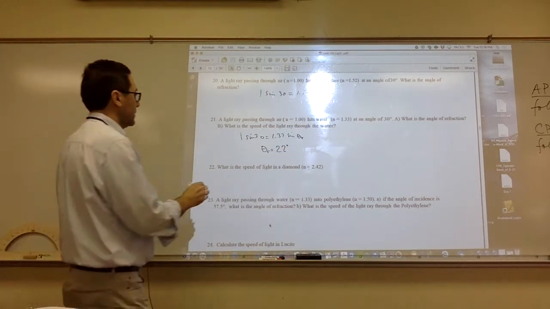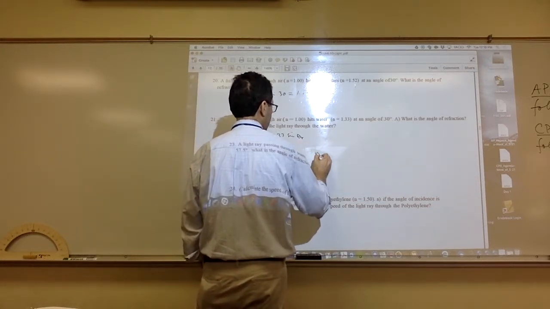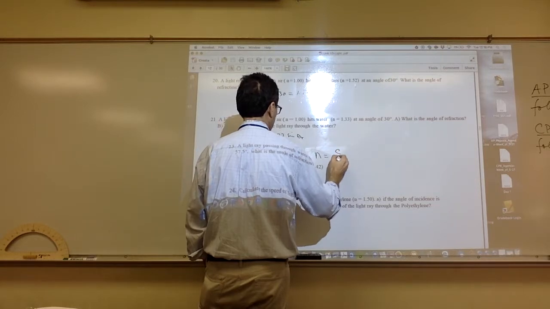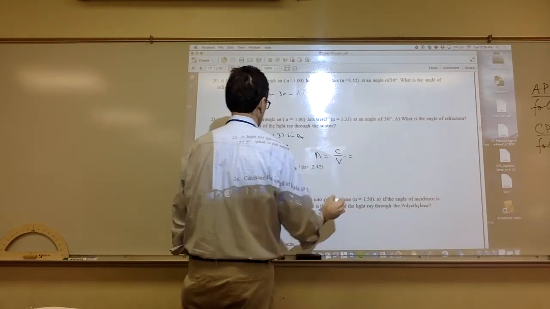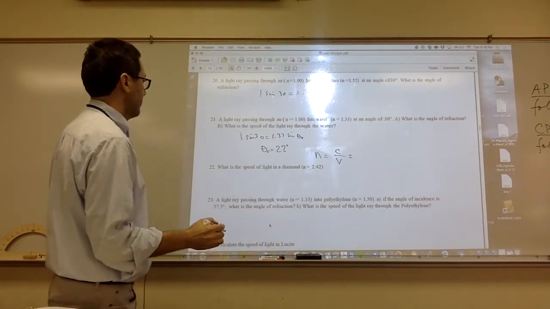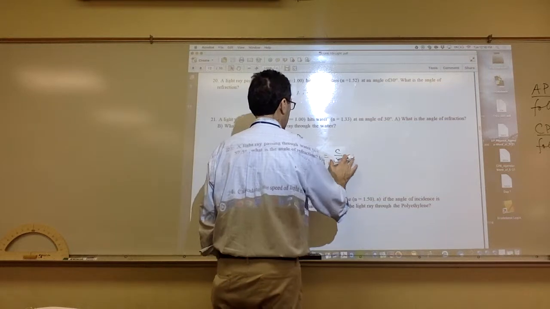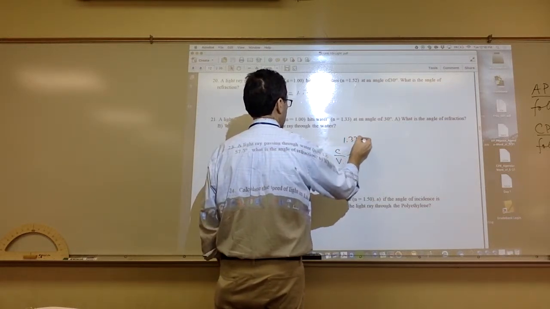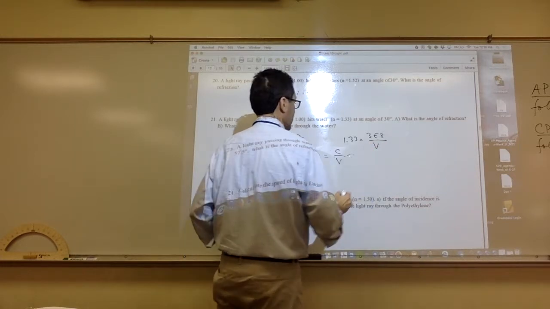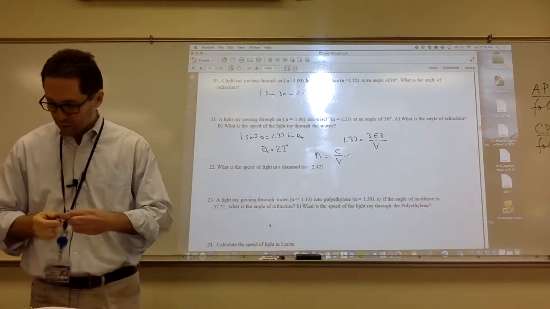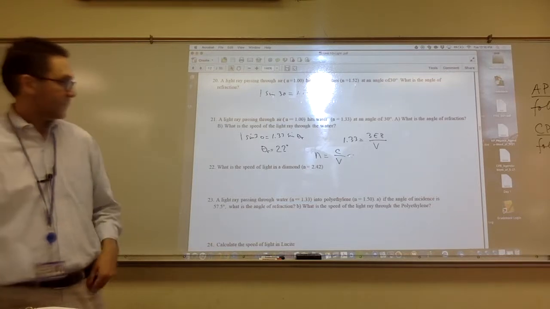What's the speed of light through this water? So n equals c over v. N for water is 1.33. This is 3e to the 8 divided by v. You can just solve that equation to find the v, which is 2.26 times 10 to the 8.